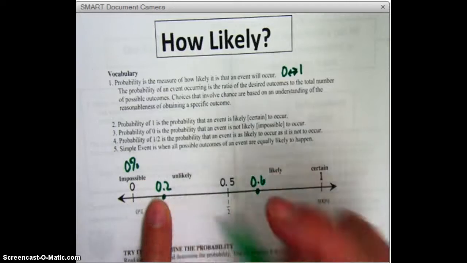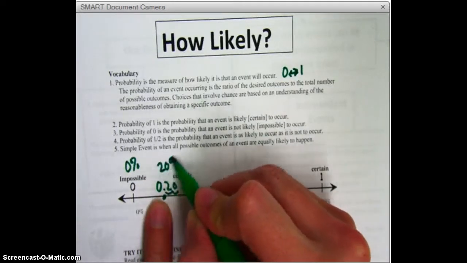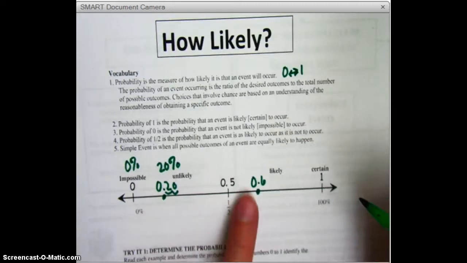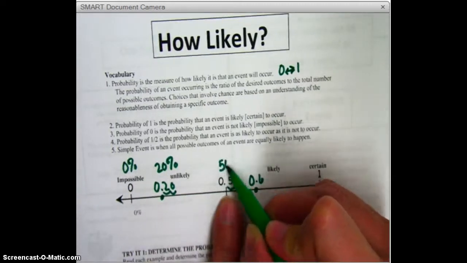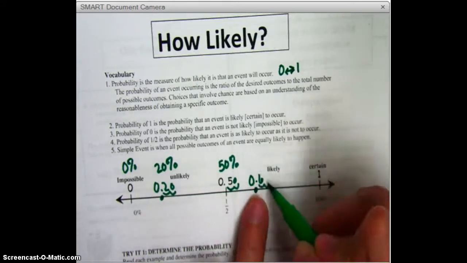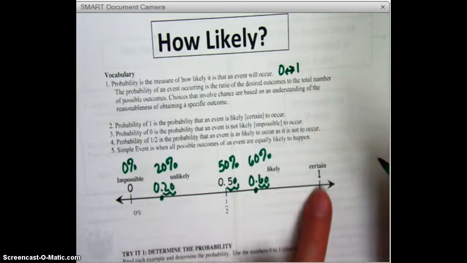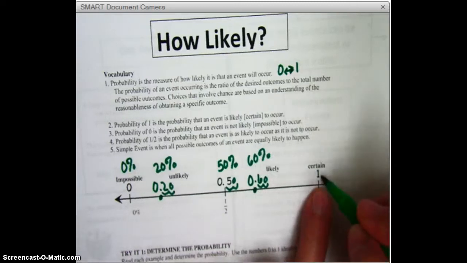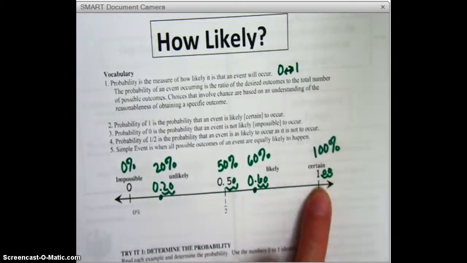Then 0.2, move your decimal over 2 places to the right. This would be a 20% chance. 0.5, move your decimal 2 places to the right, and that's a 50% chance. 0.6, move your decimal 2 places to the right, and you have a 60% chance. And then when you get to the 1, your decimal's here on the right if you don't see it. Move your decimal 2 places to the right, add 2 zeros, and the 1 is talking about a 100% chance.